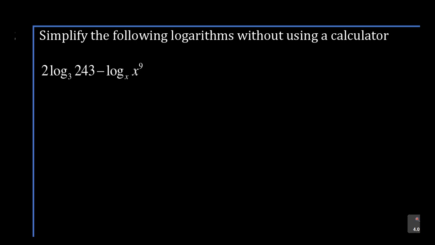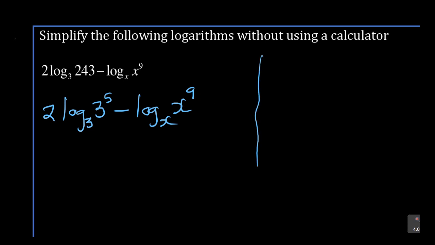So here, they just say 2 log base 3 of 243 minus log base x of x to the power of 9. Now, the first thing you must ask yourself is, why are they giving me 243? Is 243 equal to a power of 3? Always remember that, it's always appearing across. It's 3 to the power of 5. So you see now, there was a reason. So what you do is, it's 2 log base 3 of 3 to the power of 5, minus log base x of x to the power of 9.